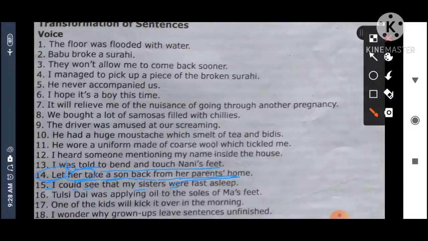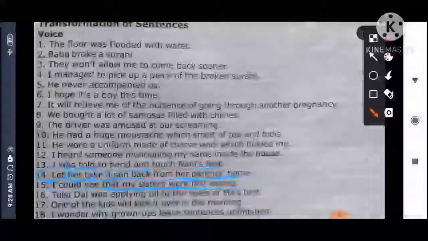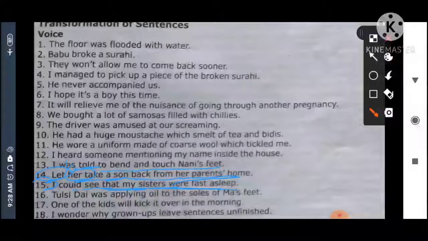Now, see is your verb. That my sisters were fast asleep is your object. So now your sentence will be like this: That my sisters were fast asleep could be seen by me.